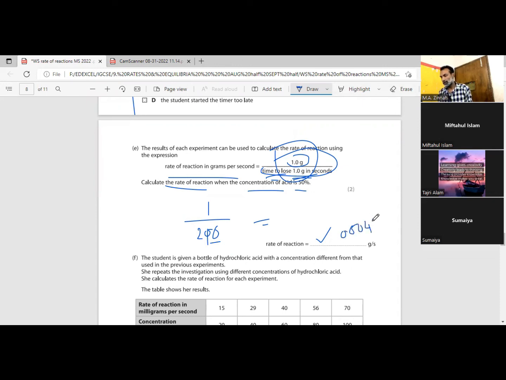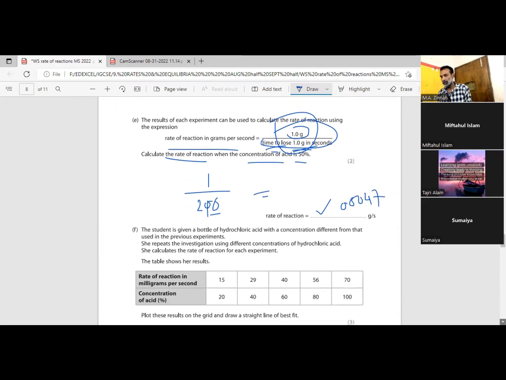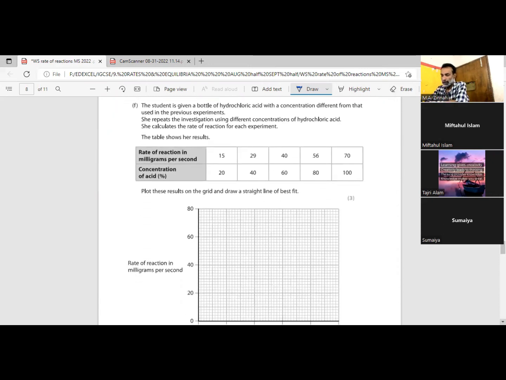0.00476 gram per second. Okay, done. This is finished. We move to the next question. Here is again another graph.